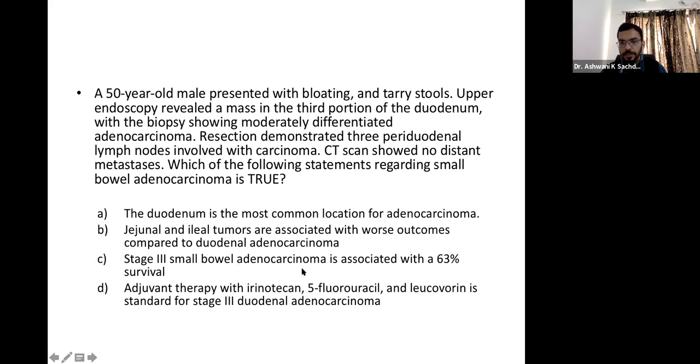And stage 3 tumor, that is also wrong. 63% survival is seen in stage 1 tumors, and stage 3 is very less.